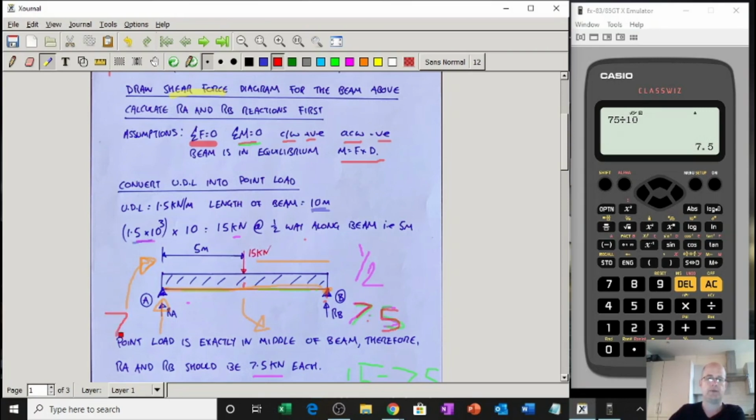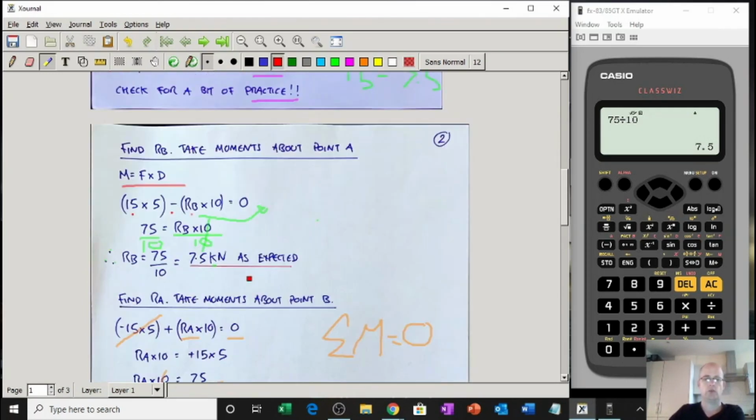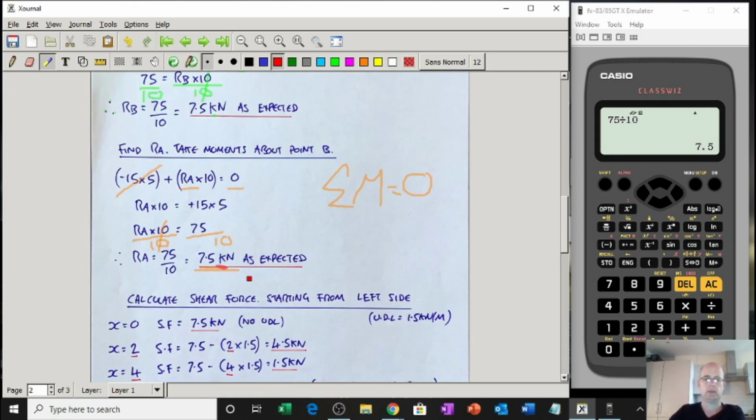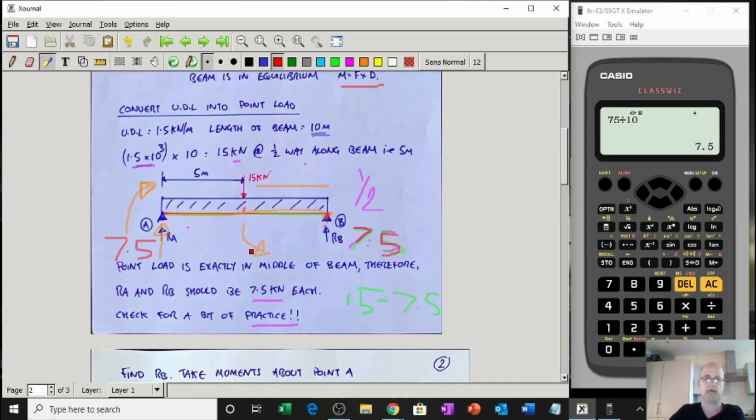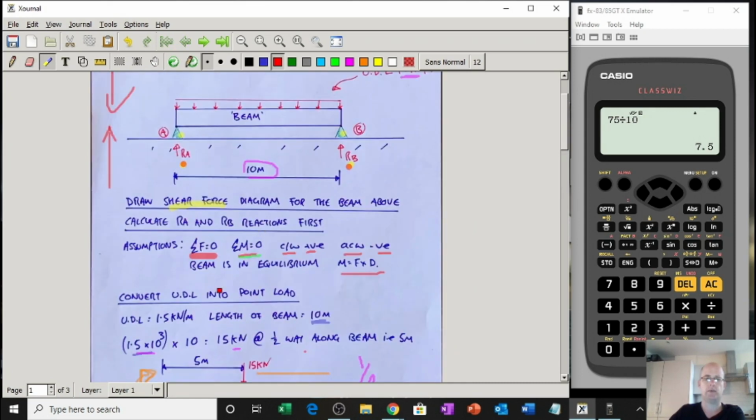If that 15 wasn't in the middle, then these wouldn't be 7.5 and 7.5. They still add up to 15, but one would be bigger than the other. So now we know the reactions, 7.5 and 7.5. We can now draw the shear force diagram.